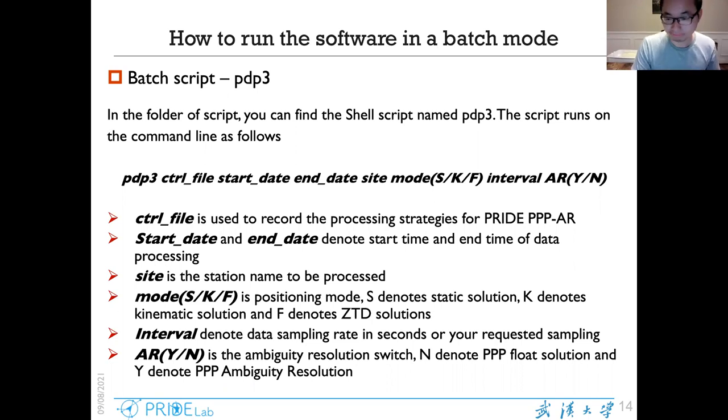The theory of least squares adjustment. Okay. Does the code force the PPP-AR to the nearest integer of the float solution, or does it have a somewhat advanced method to determine the final ambiguity resolution?